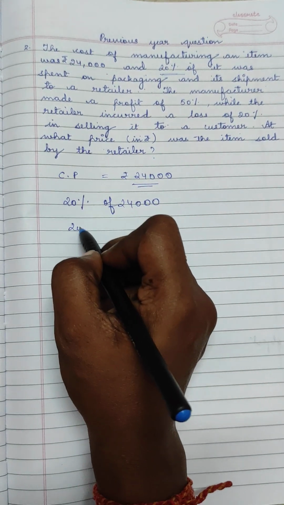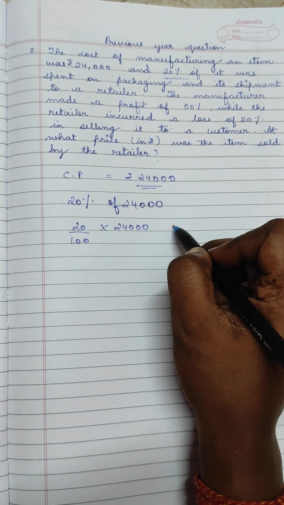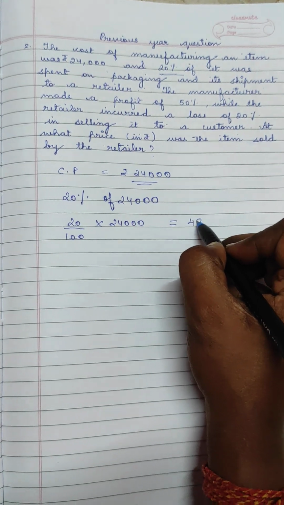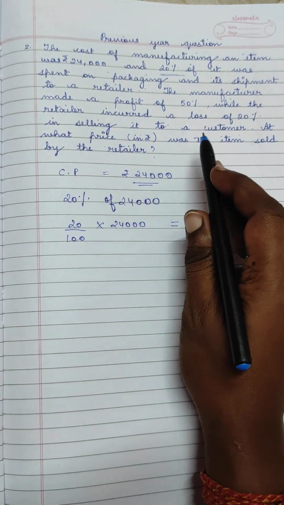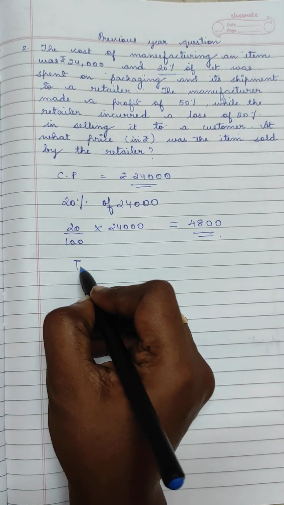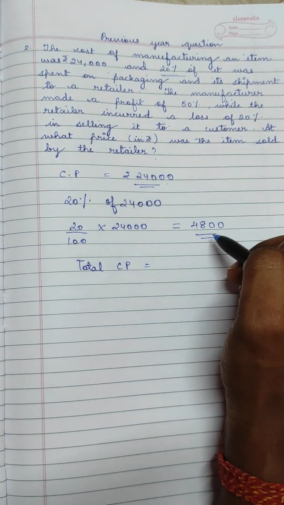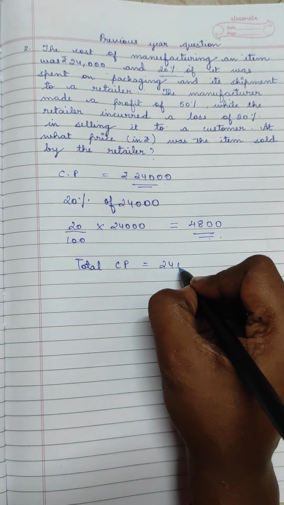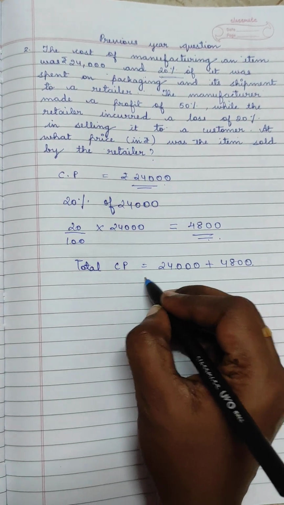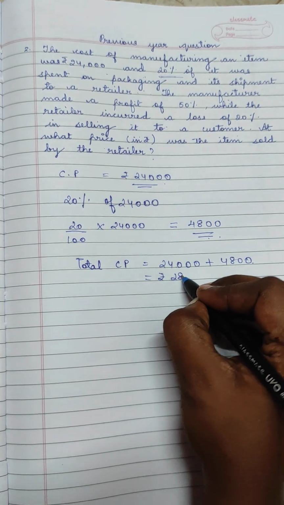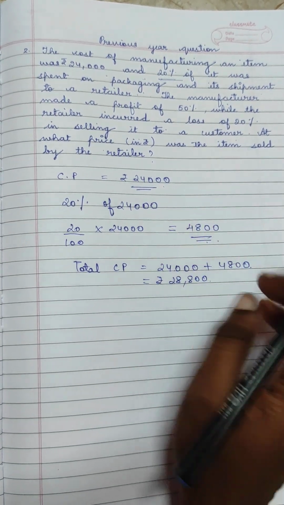So what is 20% of 24,000? 20 by 100 into 24,000 will be equal to 4,800. So this amount was spent on packaging and shipment. So the total cost price will be the sum of both, that is 24,000 plus 4,800, which is equal to rupees 28,800. So this is the cost price of the manufacturer.